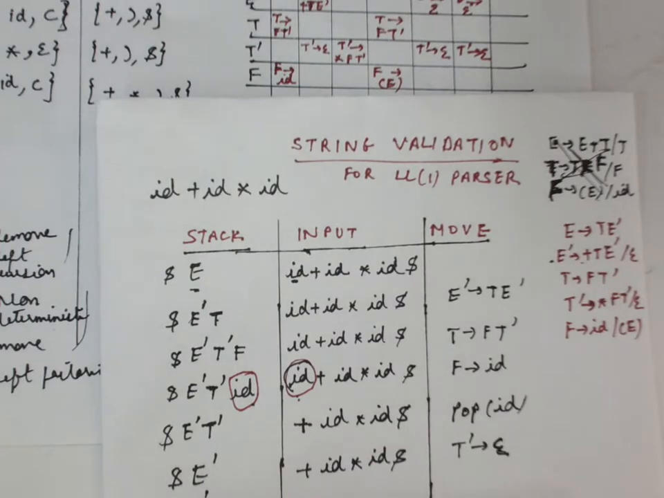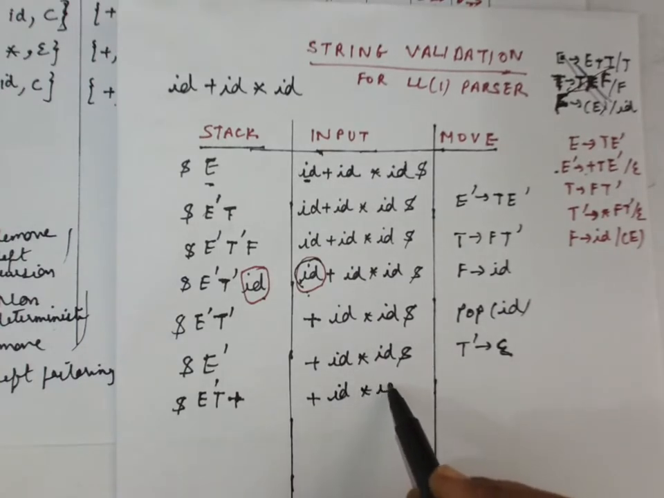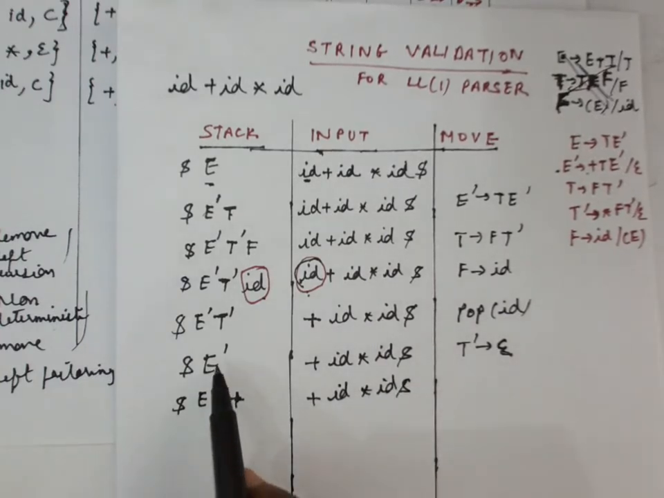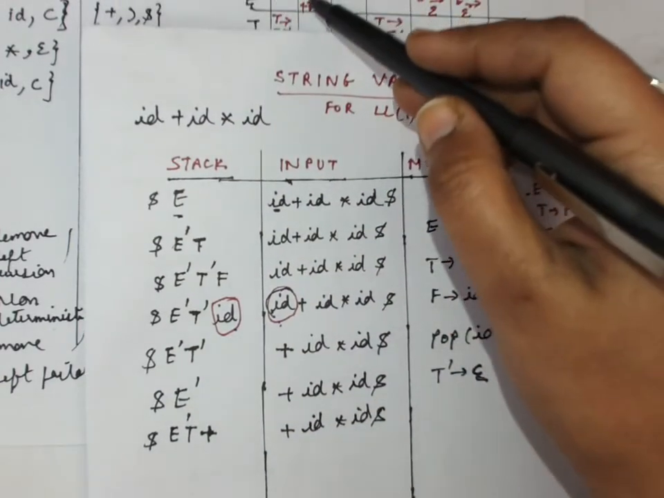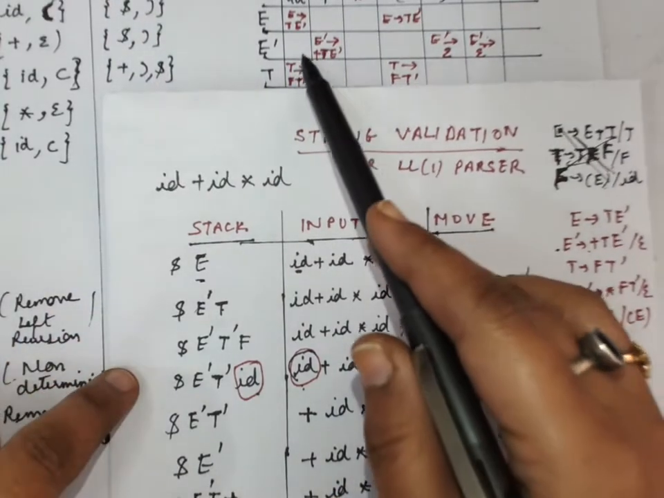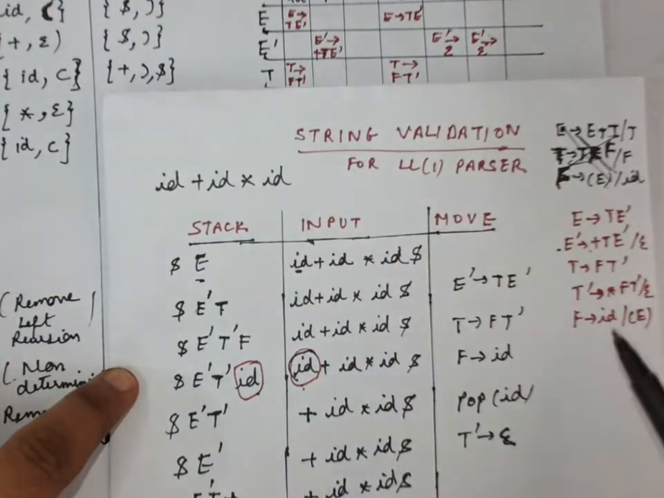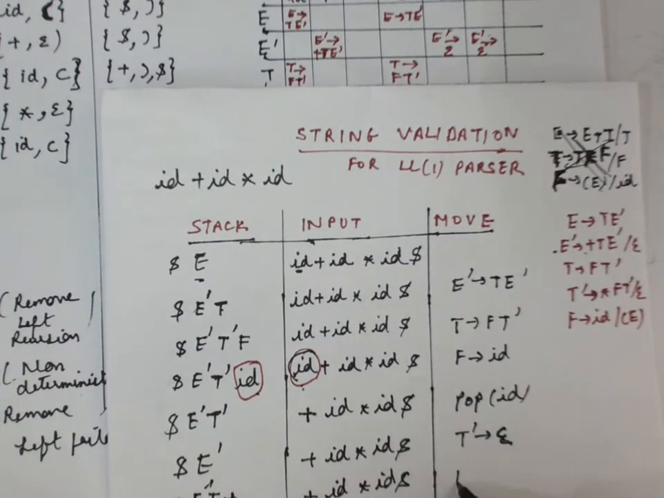Because this is a stack, we are writing likewise. So this is plus id into id dollar. Here you can see E dash and plus. E dash and plus was giving plus T E dash. So we are writing like this. This is the rule that is applying: E dash gives plus T E dash.